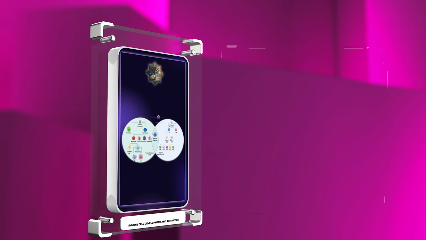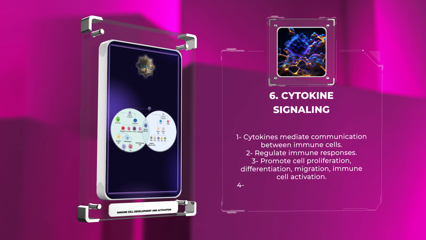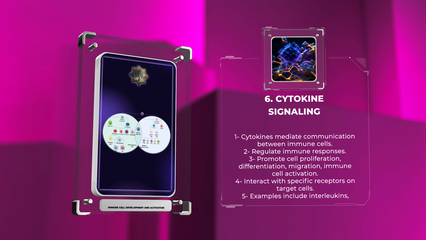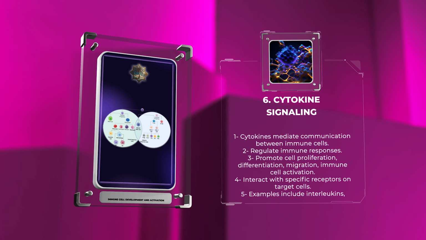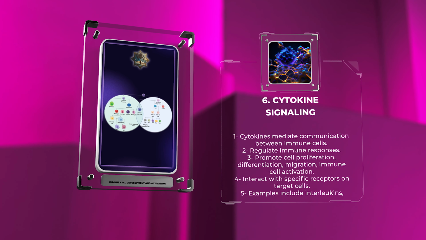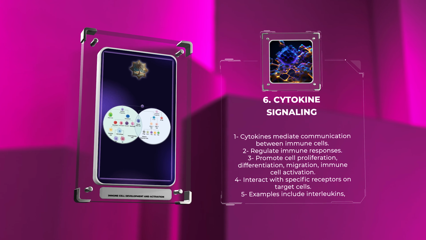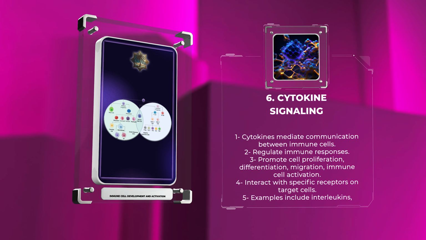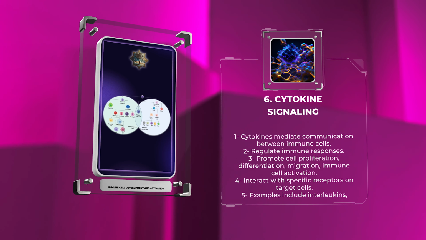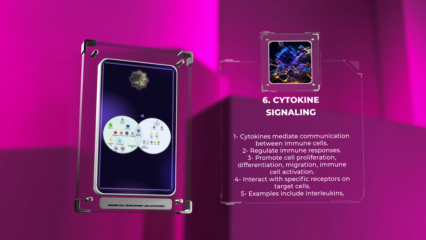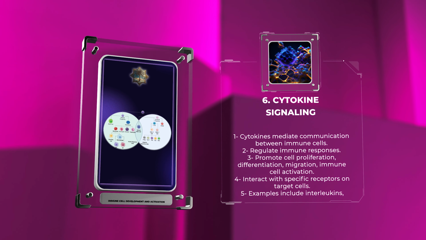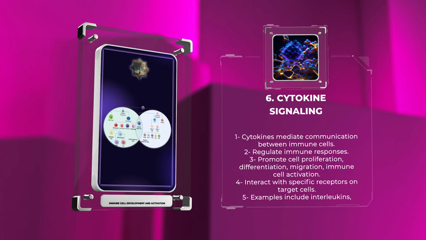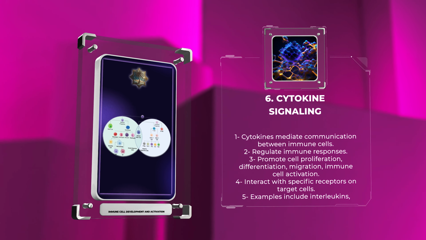Cytokines are small protein molecules that mediate communication between immune cells and regulate immune responses. They play diverse roles, such as promoting cell proliferation, differentiation, migration, and immune cell activation. Cytokine signaling involves the interaction between cytokines and their specific receptors on target cells. This interaction triggers downstream signaling cascades, culminating in the activation of transcription factors and modulation of gene expression. Examples of cytokines include interleukins, interferons, and tumor necrosis factors, each with unique functions within the immune system.